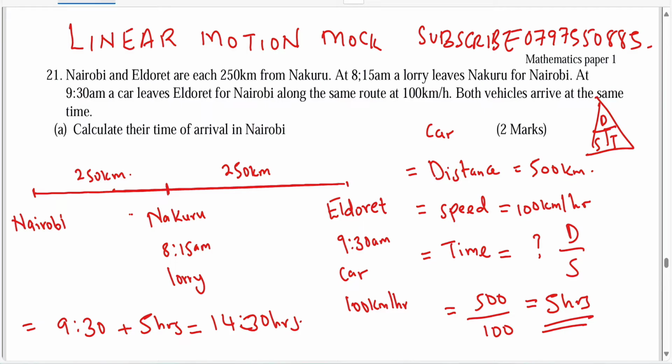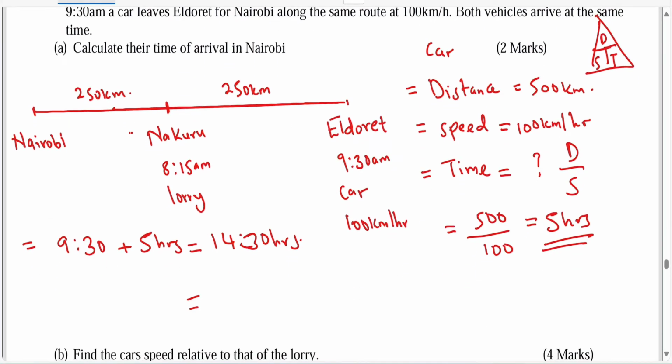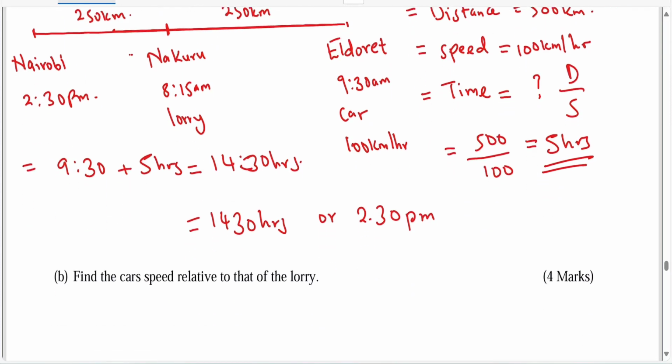Okay, so you either write 14:30 hours, or you write it as 2:30 p.m. So basically, you know that the car will reach Nairobi at 2:30 p.m. Okay, so both vehicles arrive at the same time. So basically, it means that the lorry also reaches there at 2:30 p.m. Sorry for that. So very simple question, very simple answer.